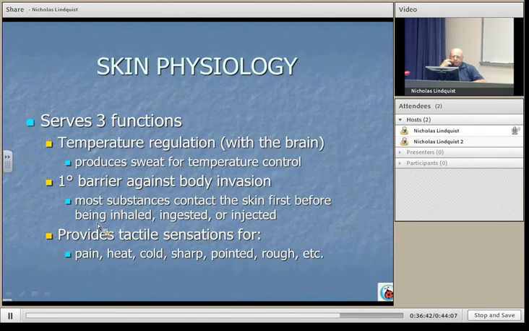It's also our primary defense against foreign substances that are present in the air, and prevents those materials from being taken into the body. And it also provides us with tactile sensations for pain, heat, cold, sharp objects, pointed objects, rough objects, etc.